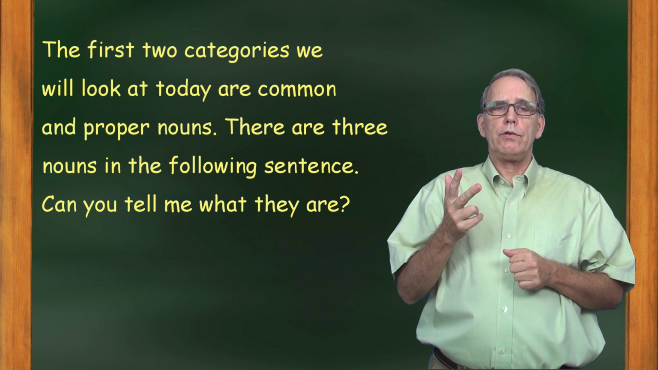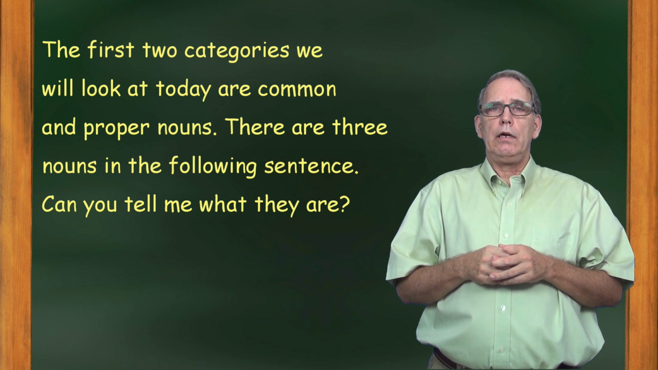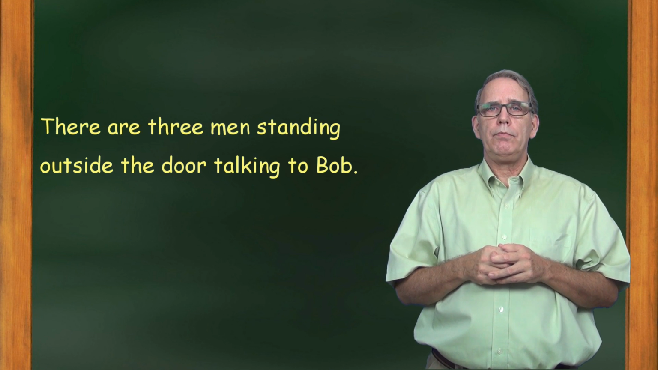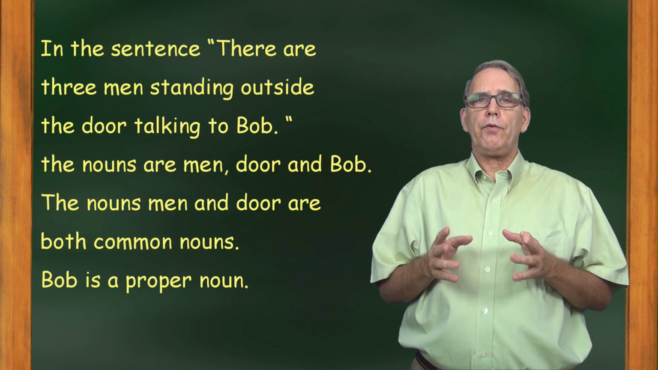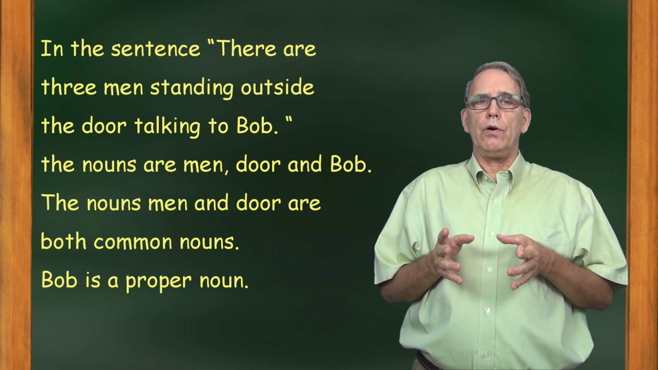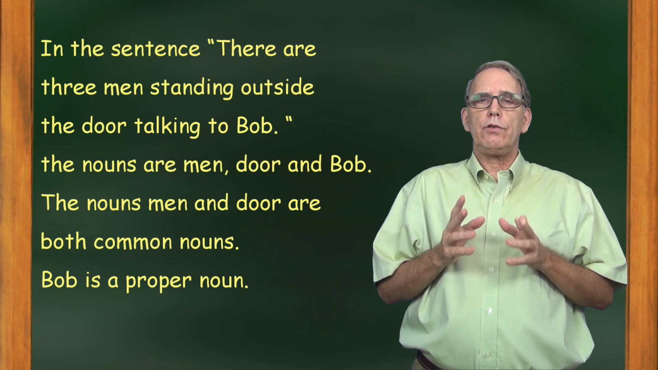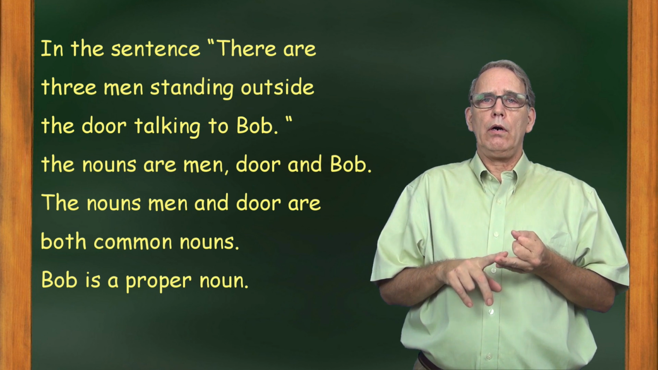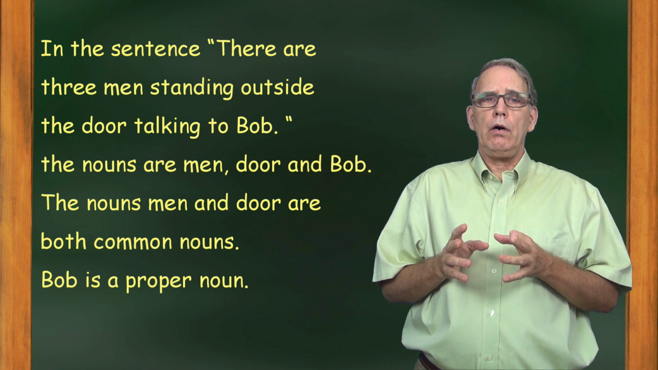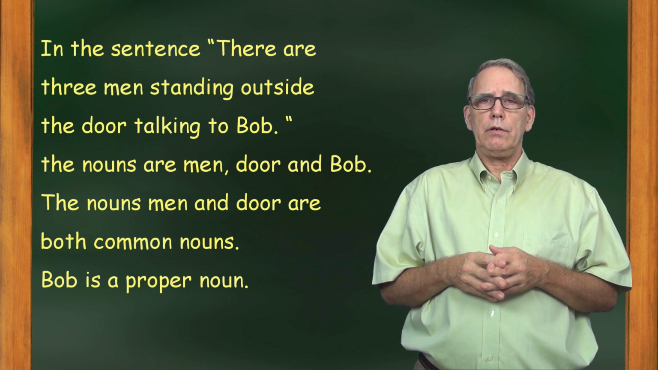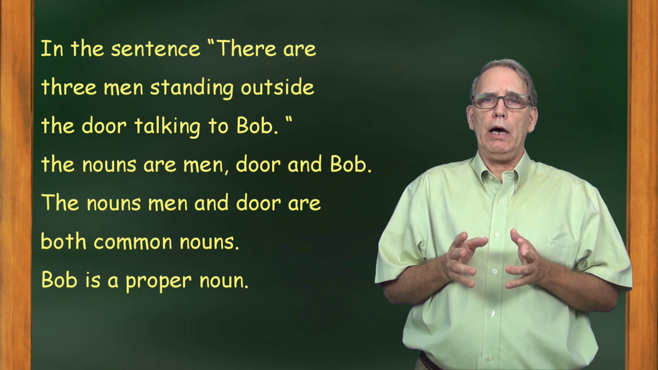There are three nouns in the following sentence. Can you tell me what they are? In the sentence, there are three men standing outside the door talking to Bob. The nouns are men, door, and Bob. The nouns men and door are both common nouns. Bob is a proper noun.